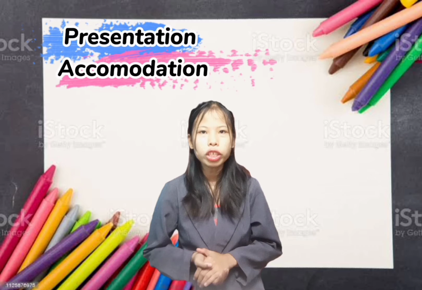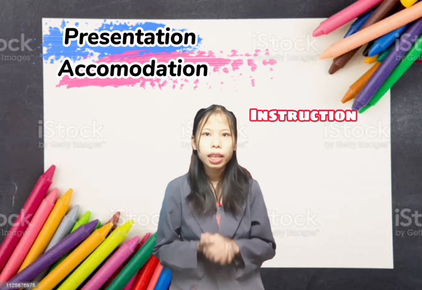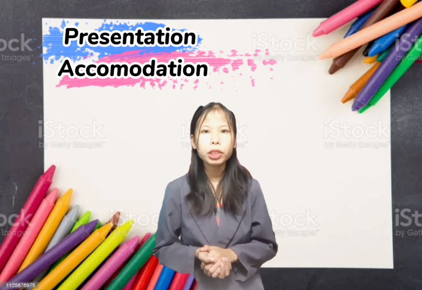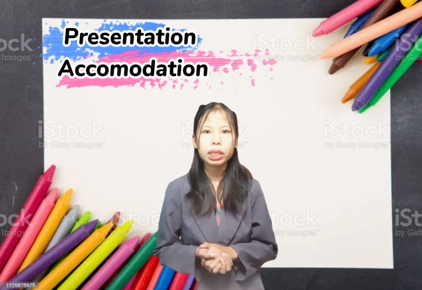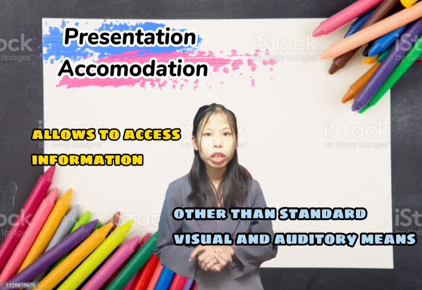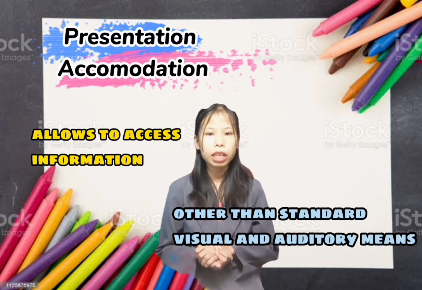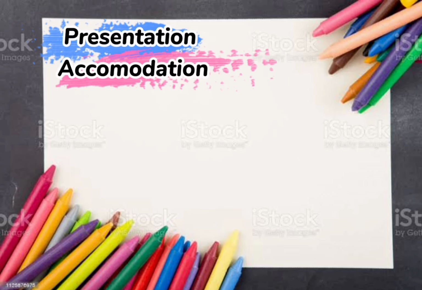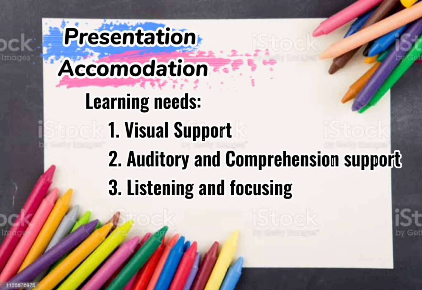Presentation accommodation changes the way the instruction, direction, and information are presented. These accommodations allow a student with disability to access information in ways other than standard visual or auditory means such as reading or listening. Presentation accommodation has three learning needs. Number 1, visual support. Number 2, auditory and comprehension support. And number 3, listening and focusing.